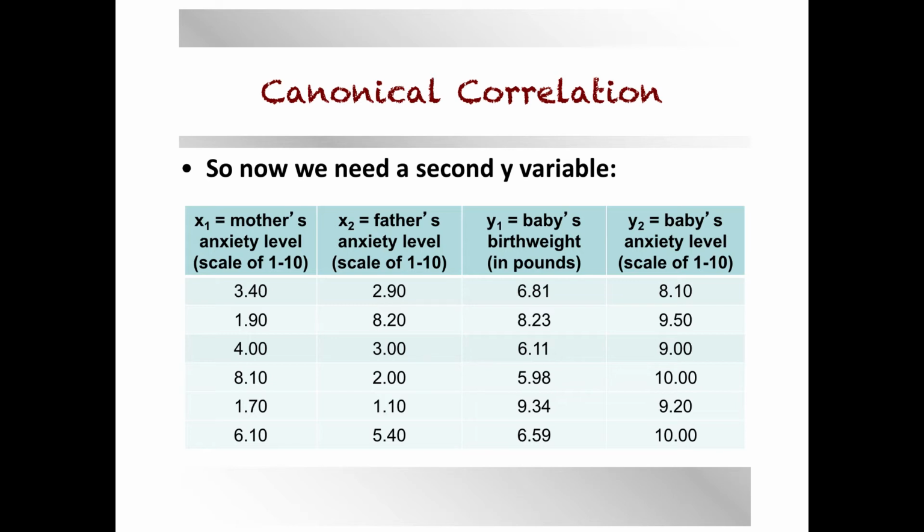We're just saying now that mother's anxiety and father's anxiety on one side or in one set are collectively correlated with this other side, which now is baby's birth weight, and we're adding in a second baby measure, which is baby's anxiety level, on a scale of 1 to 10. Presumably, the babies are self-reporting their anxiety. I suppose that would be unrealistic, although I feel like we could probably do this in real research by asking the parents how anxious the baby is. Or we could do it observationally, like the percentage of time that the baby spends crying. Something like that.